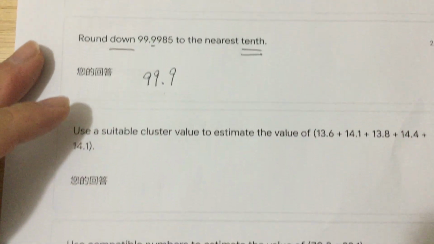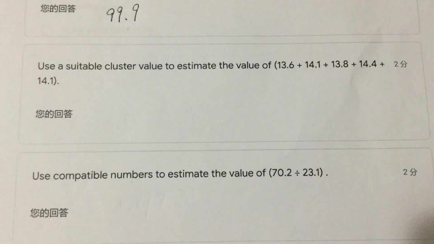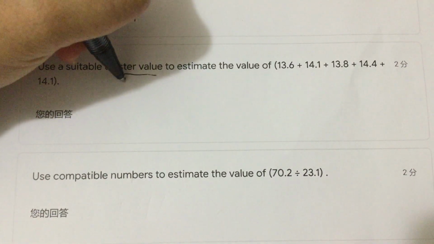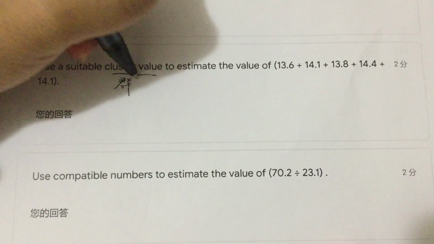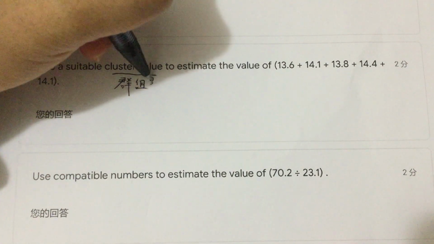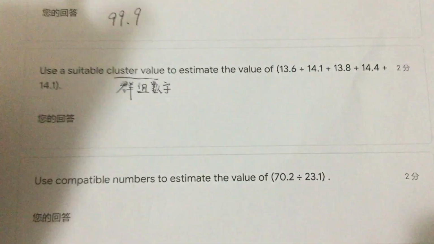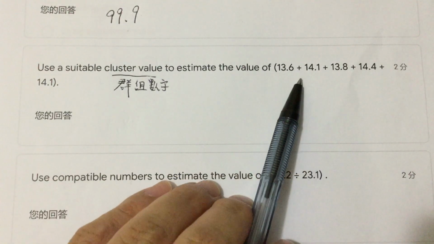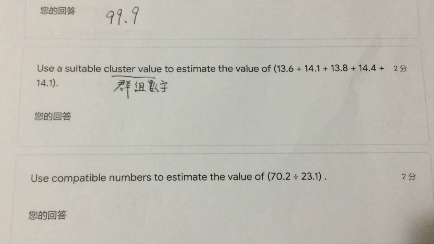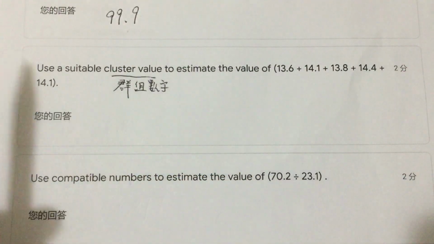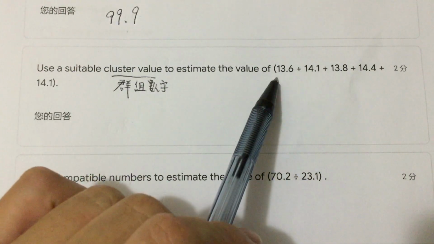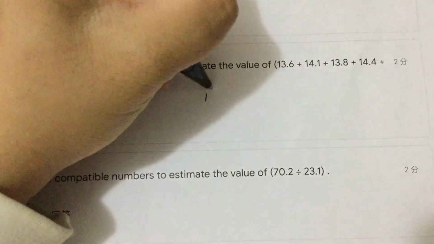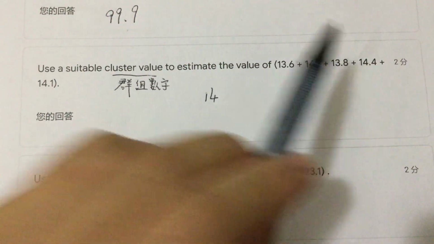Okay, now let's go to question 10. For question 10, you are going to use a suitable cluster value. Cluster value in Chinese is called 群組數字. That means for these 5 numbers, 13.6, 14.1, 13.8, 14.4, and 14.1, we choose one number, only one, that can represent these 5 numbers. Obviously, you see that 13.6, 14.1, 13.8, 14.4, and 14.1 are so close to 14. So we choose 14 to represent these 5 numbers.